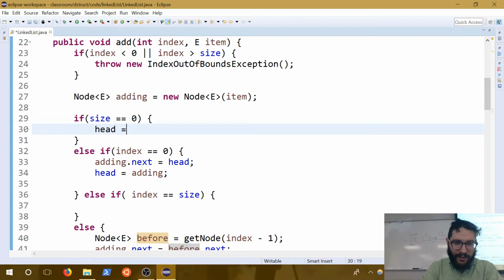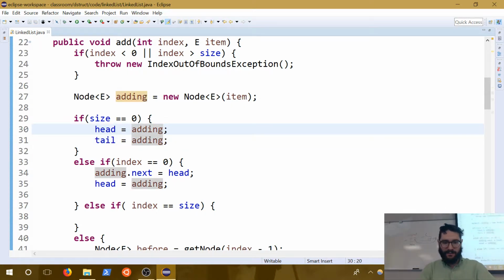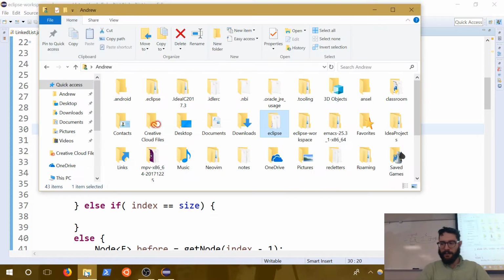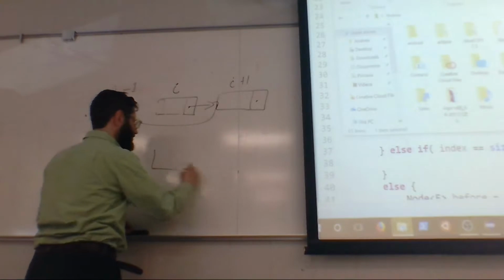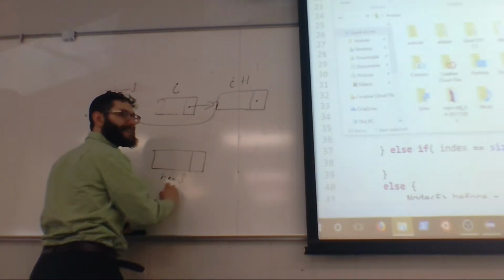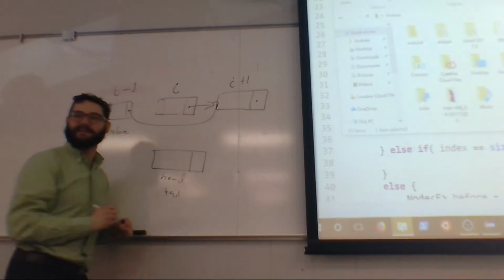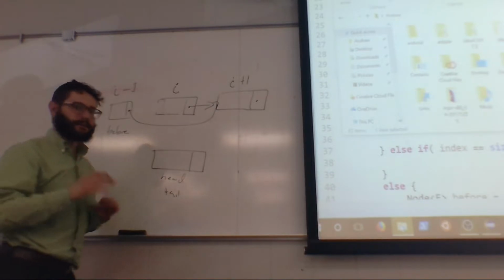Here we would say head is equal to adding, and tail is equal to adding. Nothing too nefarious over here, right? Does that make sense? If it's the first node in the list, I'll just draw it because even though it's really easy to draw, if I'm adding a new node to the list, it makes sense that this item is both the head and the tail for the list, right? Everybody following so far? Cool.